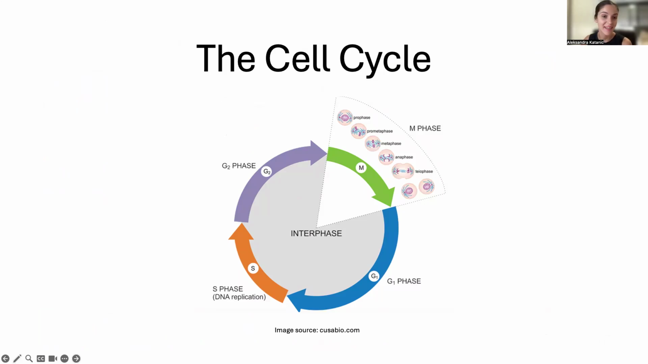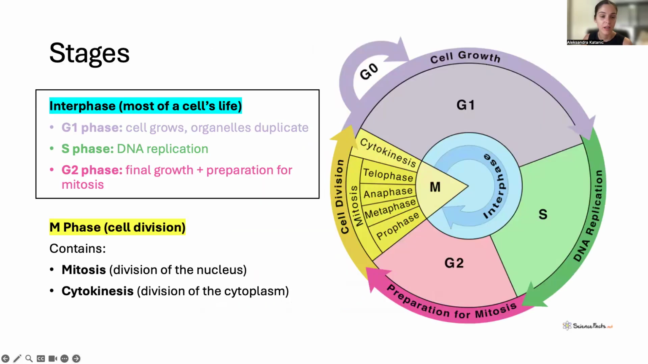Hi, my name's Alex, and today I'm going to do an overview of the cell cycle. This is important to know for all areas of molecular biology, particularly if we're studying genetics. I want to point out that multicellular organisms rely on cell division for renewal and growth, whereas unicellular organisms divide for reproduction.